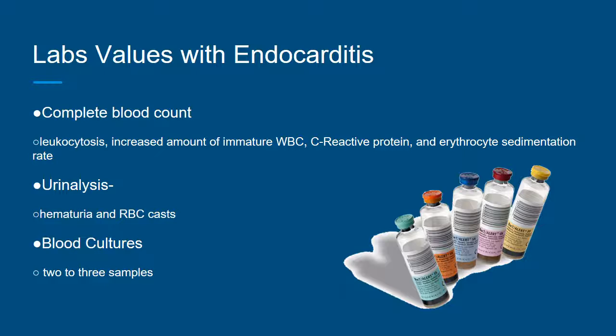A urinalysis will also be looked at. The organism that infects the heart can also infect the kidneys, so there could be hematuria and red blood cell casts in the urine. Blood cultures are also taken at this time. 2 to 3 are taken depending on the facility and protocols in that facility. The samples are taken 30 minutes apart and on different sites in the body.